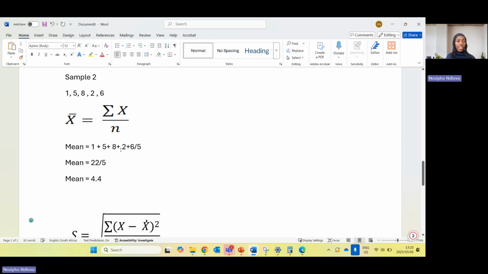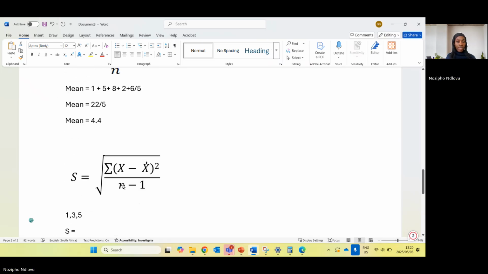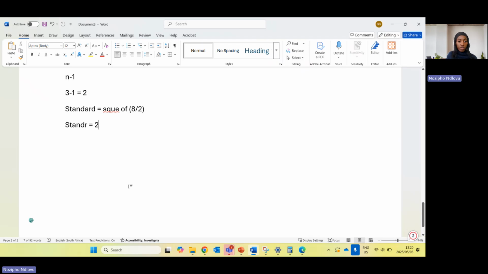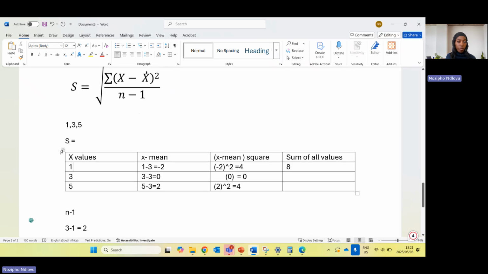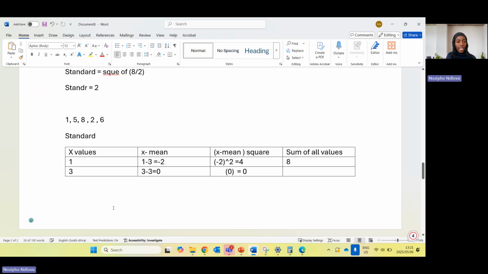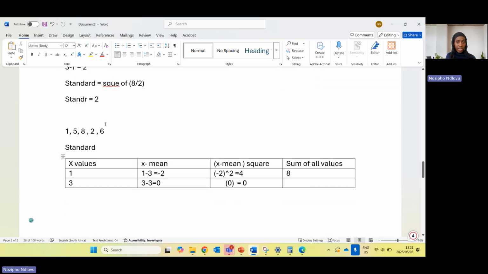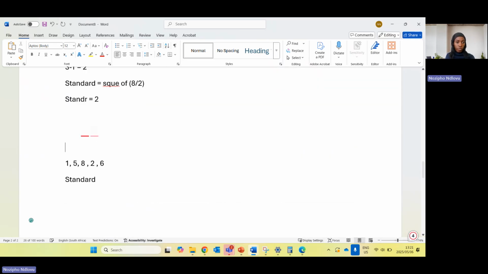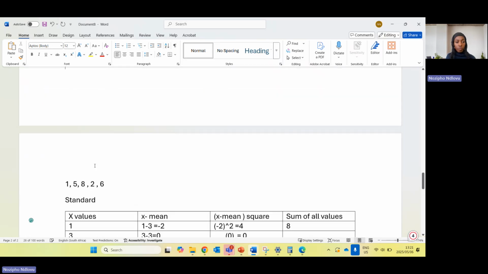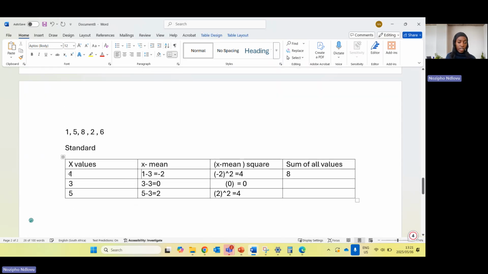Okay, let's do the second sample. This is our second sample. It's 1, 5, 8, 2, and 6. And then we still want to find the standard deviation. So we still put this table. Let's just copy it to save time, and then I put it here. I will just erase the values. Just going to drag everything down, then erase these values.